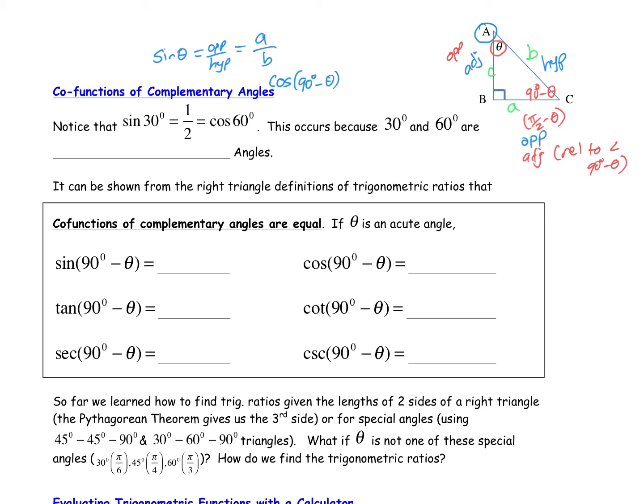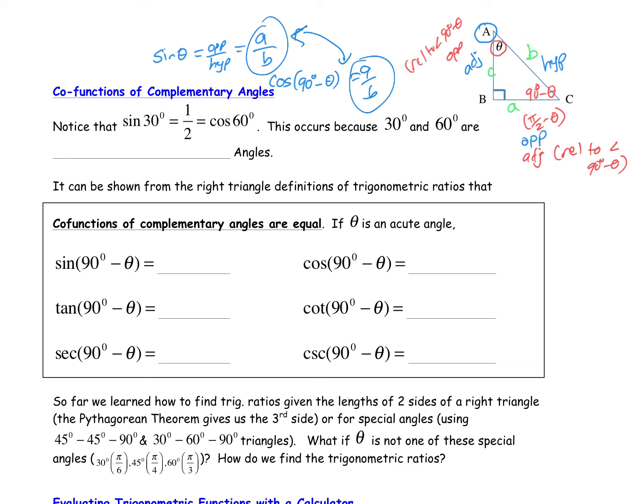Oh, I have to move that down a little bit. I didn't have enough room. Relative to angle 90 degrees minus theta, that's the red one. Okay, so cosine of 90 degrees minus theta is going to be the length of the adjacent side relative to this angle. So that is a, and the hypotenuse is still b. So this is equal to a over b.